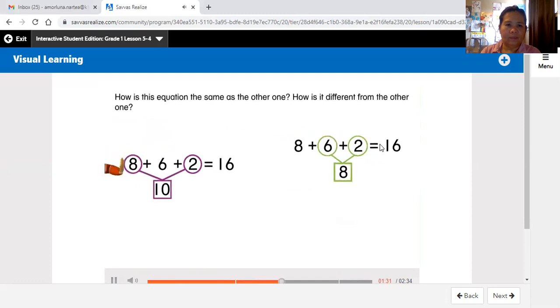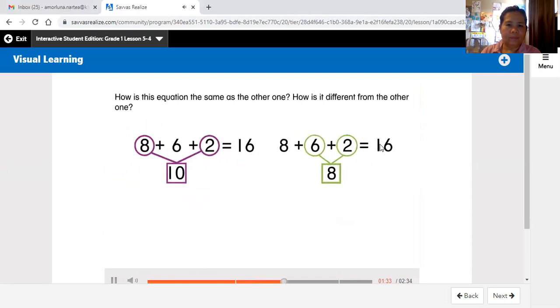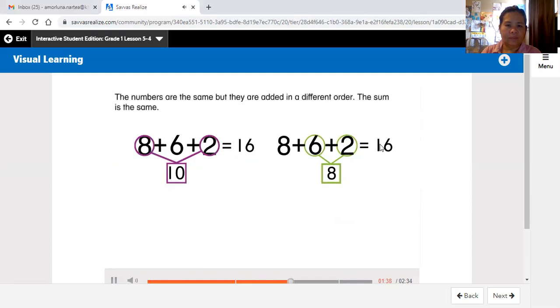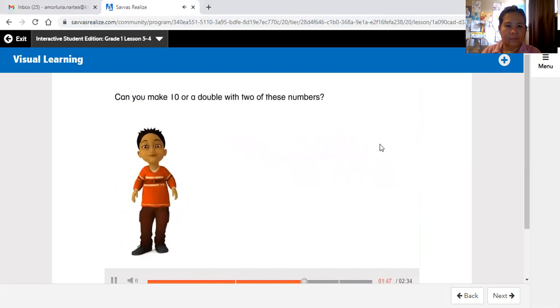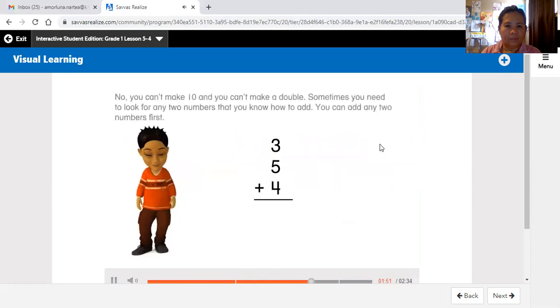How is this equation the same as the other one? How is it different from the other one? The numbers are the same, but they are added in a different order. The sum is the same. Can you make 10 or a double with two of these numbers? No, you can't make 10 and you can't make a double. Sometimes you need to look for any two numbers that you know how to add. You can add any two numbers first.